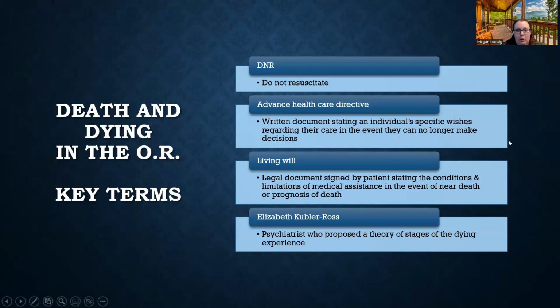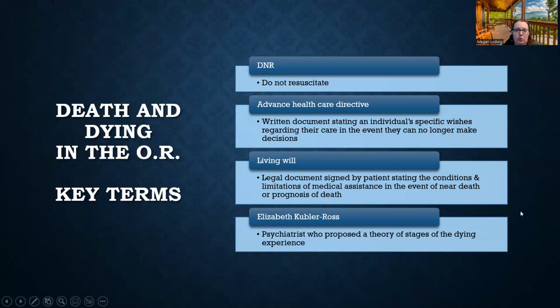So the Advanced Care Healthcare Directive is an actual written legal document that states the individual's specific wishes regarding what they want to have happen. So it's very specific. Maybe they say they don't want any life-sustaining measures. Maybe they don't want to be put on life support, but it's okay to do palliative treatment. So it might specifically say what can and cannot be done.